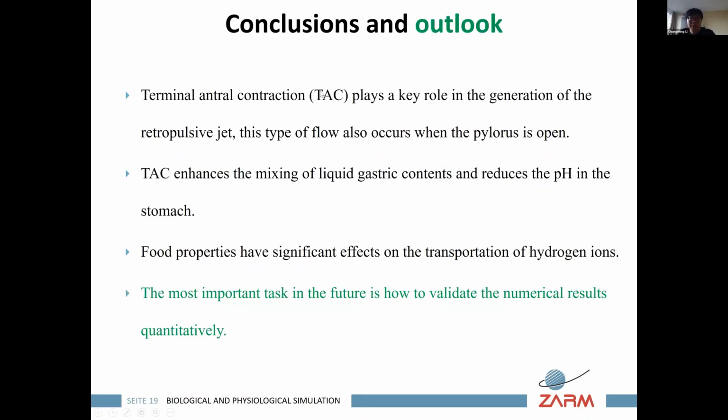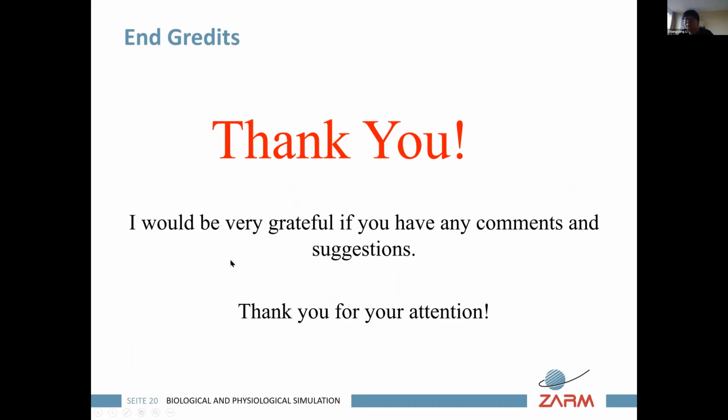Now come to the conclusions. TAC plays a key role in the generation of the retropulsive jet. This type of flow also occurs when the pylorus is open. TAC enhances the mixing of liquid gastric content and reduces the pH in the stomach. Food properties have significant effects on the transportation of hydrogen ions. The most important task in the future is how to validate the numerical results quantitatively. Thanks for your attention. I'm happy to take questions.